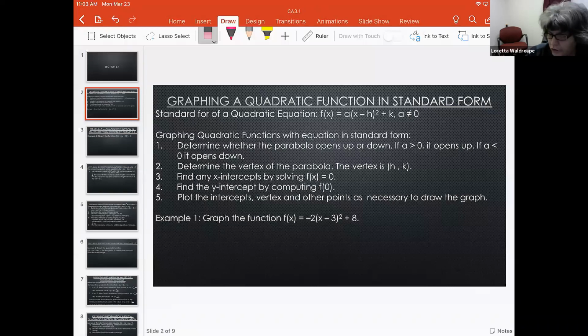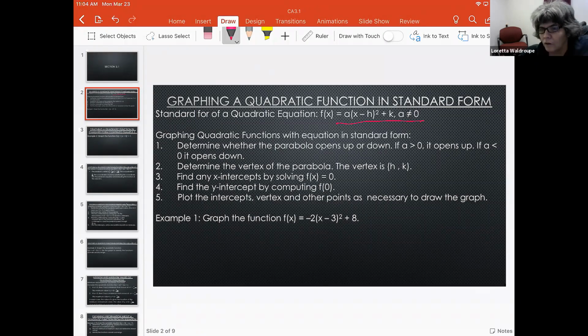Okay? So we're starting chapter 3 today. And this is 3.1 up here on the slide. We're going to start graphing quadratic functions that are in standard form. The standard form of a quadratic equation is f(x) = a(x - h)^2 + k, but a cannot be 0. So a quadratic function means your highest power is squared.